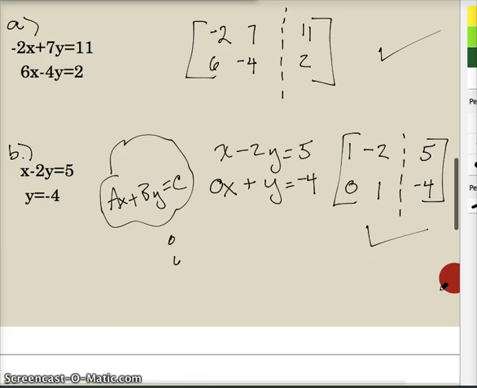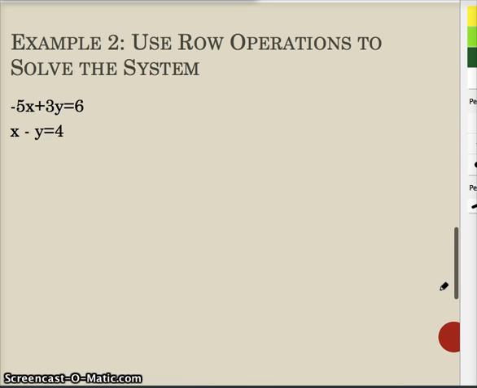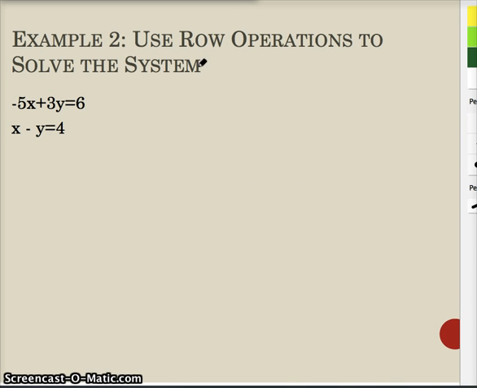Let's take a look at the next example. For this example, we're going to have to actually solve. The first step, and I'm going to write down some rules, is going to be really important for us.